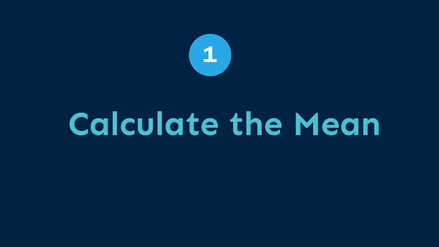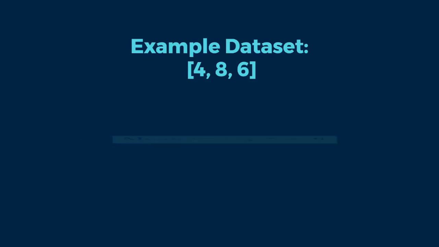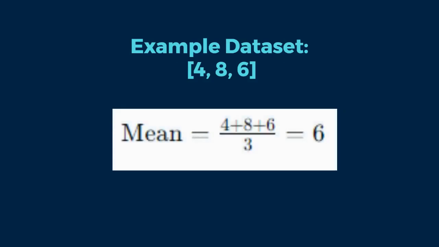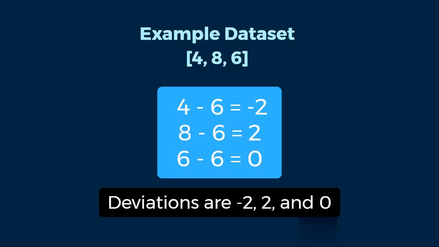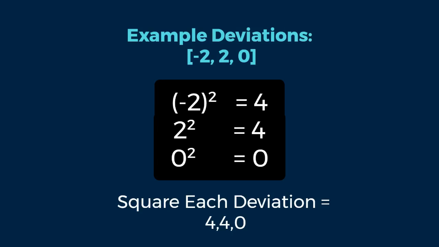First, calculate the mean of your dataset. For the dataset 4, 8, 6, add up all the values and divide by the number of values. In this case, the mean is 6. Next, find the deviation of each value from the mean by subtracting the mean from each value. For our dataset, 4, 8, 6, the deviations are -2, 2, and 0. Square each deviation to eliminate negative values and highlight larger deviations. For our deviations, -2, 2, 0, the squared deviations are 4, 4, and 0.